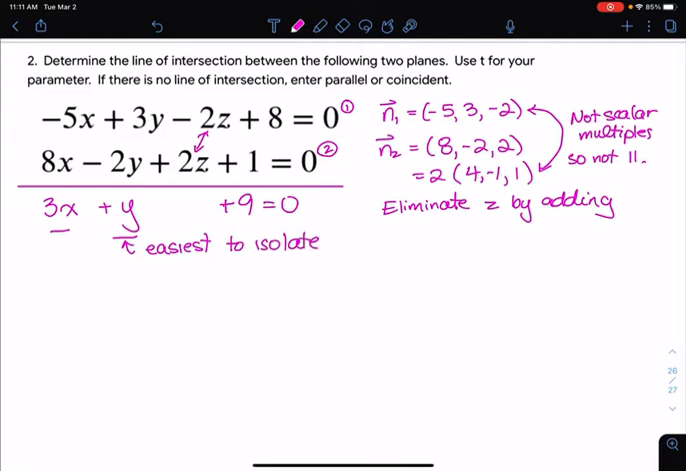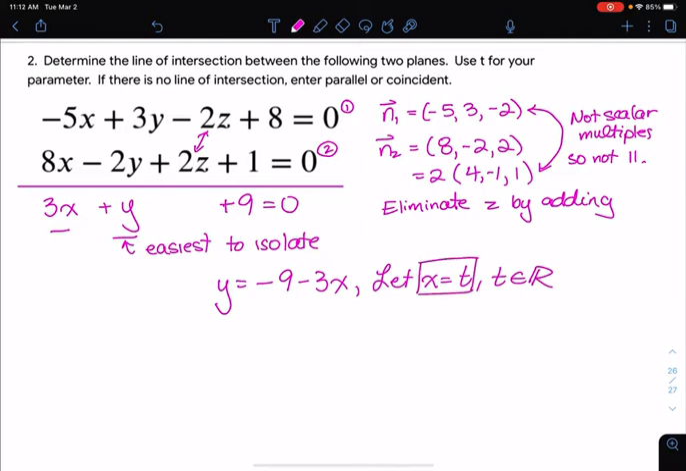So if I rearrange that equation, I get y is equal to -9 minus 3x. So that's going to be one of our parametric equations. We just have to get a parameter in there. So I'm going to let x equal t, where t is a real number. So that's my first parametric equation. And subbing that in, I get y equals -9 minus 3t as my second parametric equation.